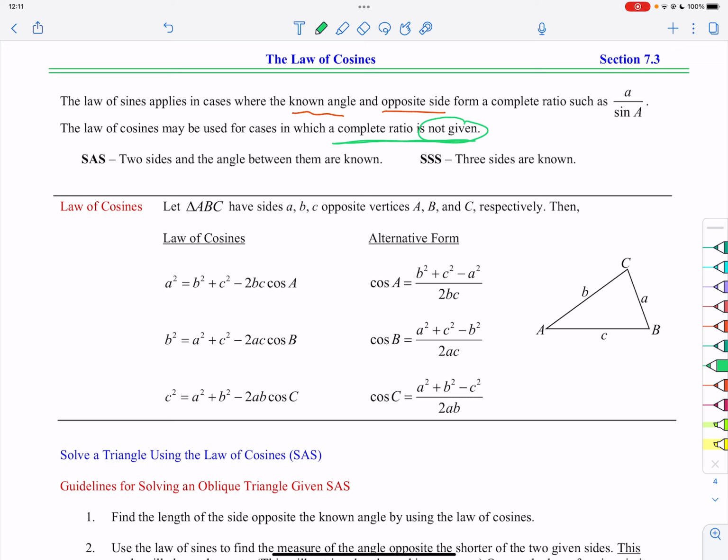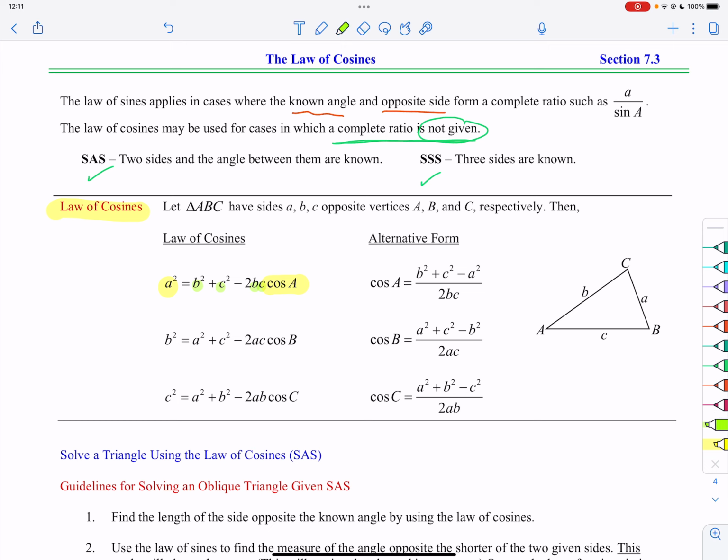Two sides and the angle between them are known, and three sides are known. So let's talk about the law of cosines. We have triangle ABC with sides A, B, C, and the opposite vertices A, B, C, which is where the angles are. The law of cosines looks like this. A squared equals B squared plus C squared minus 2BC. So that's here, BC. And then the cosine of angle A, which is this A here, this side squared.